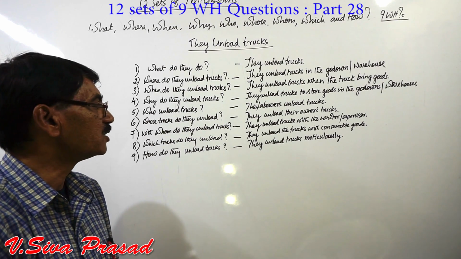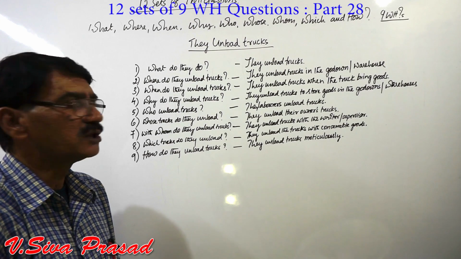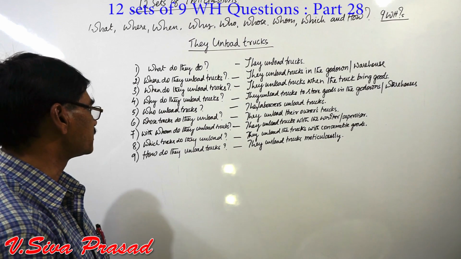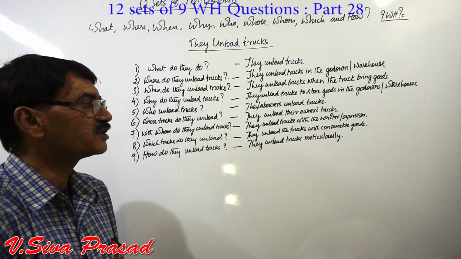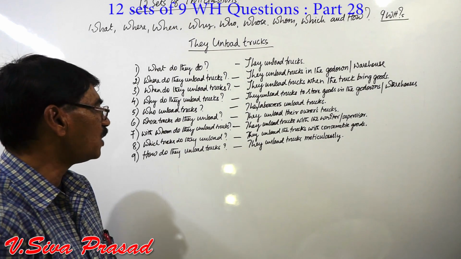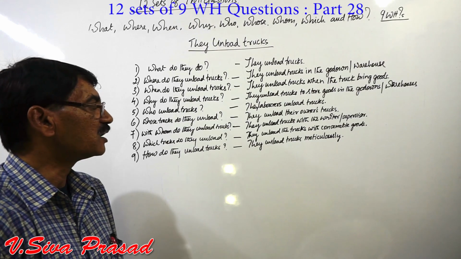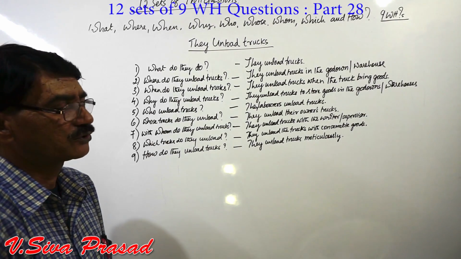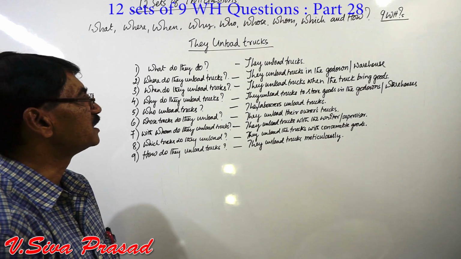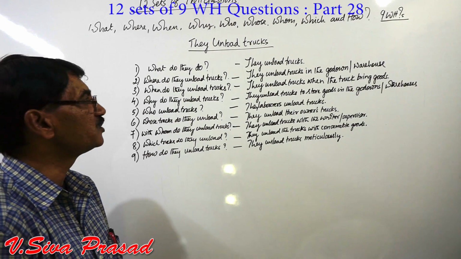With whom are they unloading trucks? They are unloading trucks with the writer or supervisor. Which trucks are they unloading? They are unloading the trucks with consumable goods. How are they unloading trucks? They are unloading trucks meticulously. Let's go to the fifth one. What were they doing? They were unloading trucks.